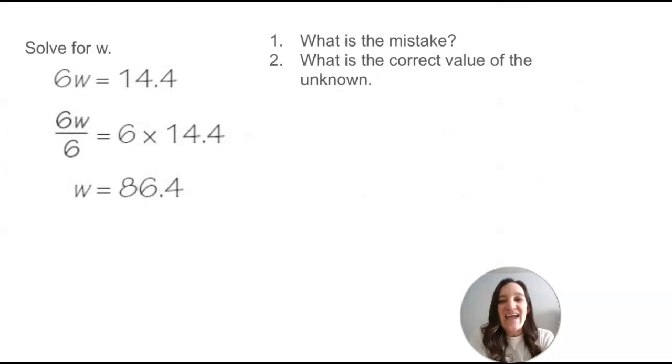For your test today, I want you to see if you can tell me first what the mistake is that this person made, and then what is the correct value of the unknown. Okay, what's the mistake?